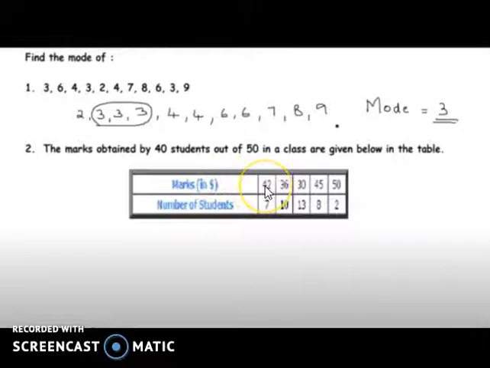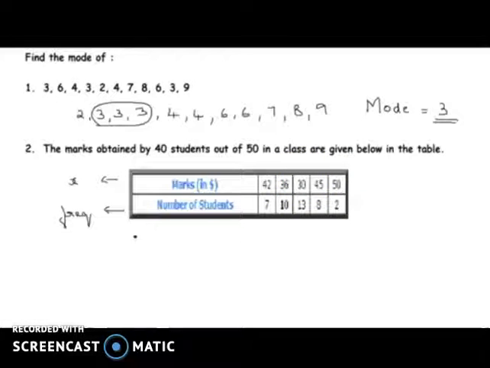Here 42 marks, how many students have got it? It's 7 students. Here 36, how many students? 10. Here 30 marks, how many students? 13. Here 45, 8 students. Here 50, 2 students. So the mark that is repeating the highest number of times, 13 times, is 30. So the mode is 30.